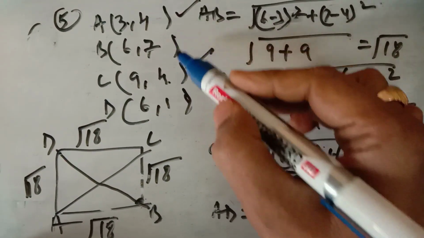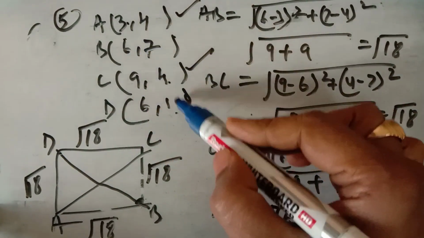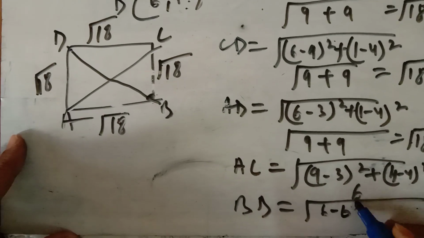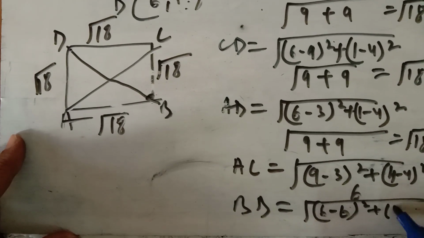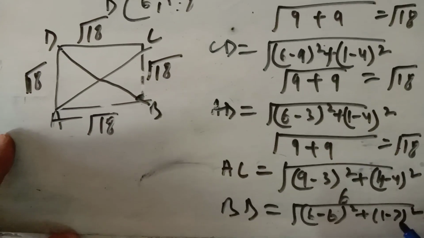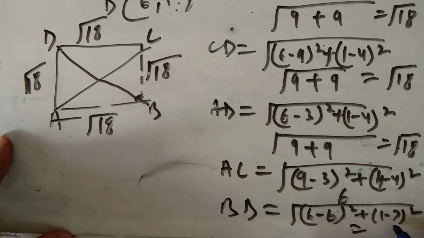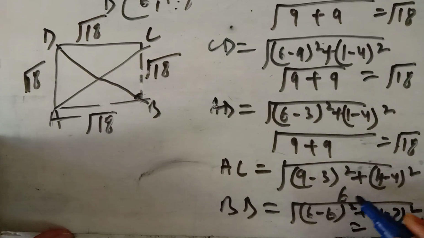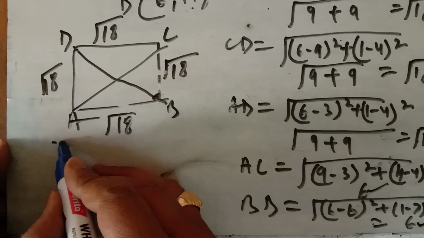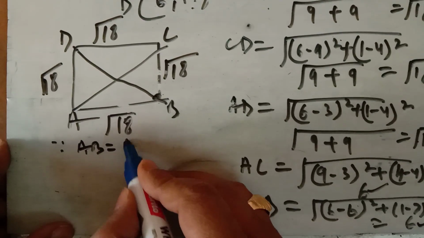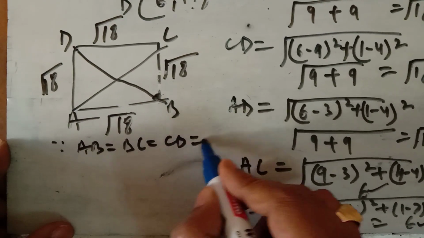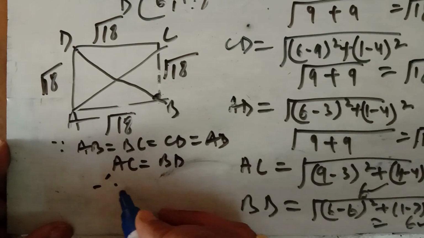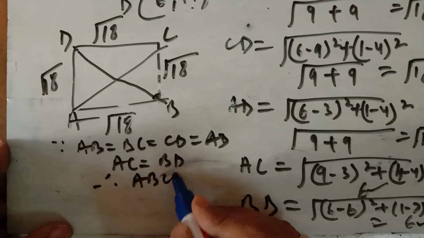So this is B and this is D. So x2 minus x1 ka whole square, y2 minus y1 ka whole square. So 6 minus 6 ka whole square, and 1 minus 7 ka whole square. So this is also coming out to be 0 plus 36, root 36, that is 6. So it means its diagonals are equal, all sides are equal. So because AB is equal to BC is equal to CD is equal to AD and AC is equal to BD, therefore ABCD is a square.